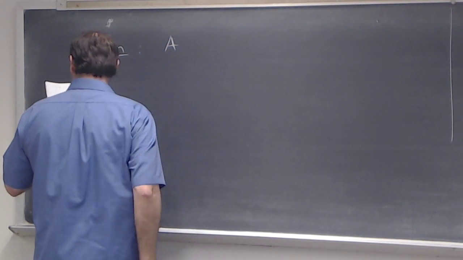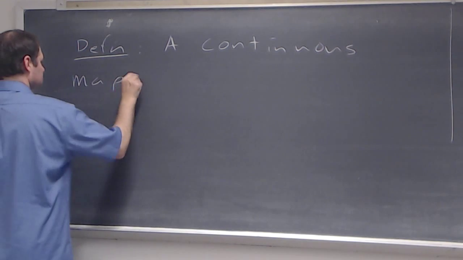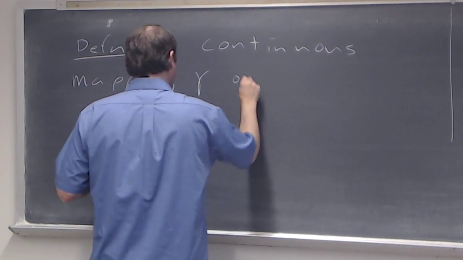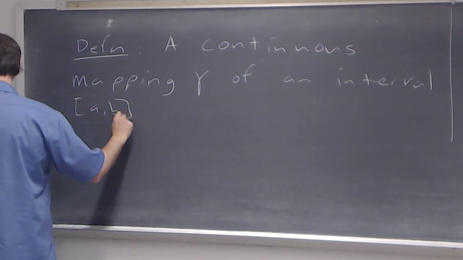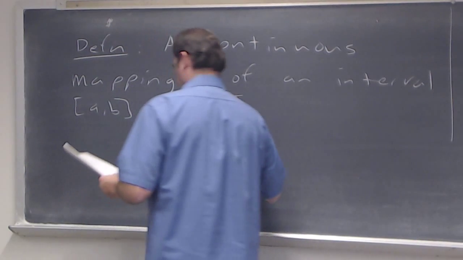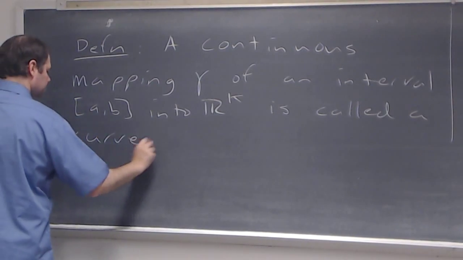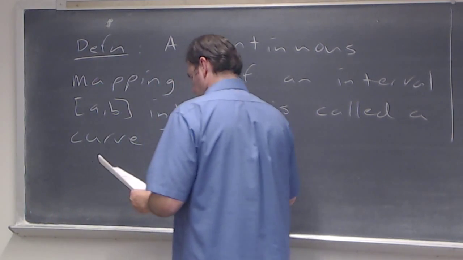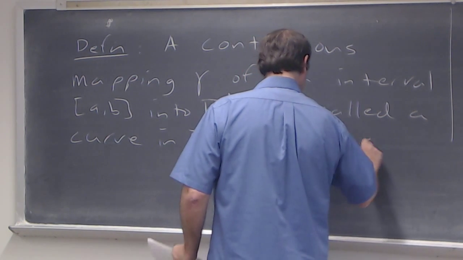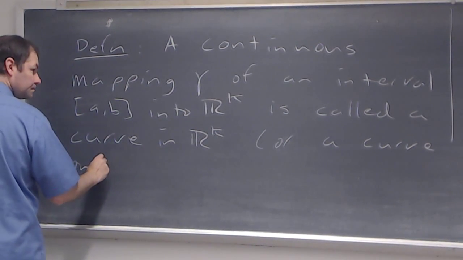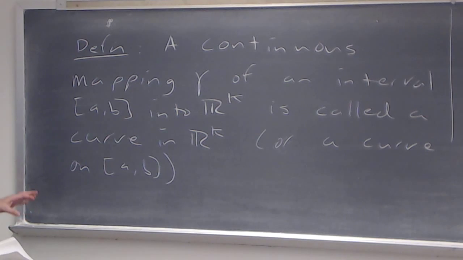Okay, so as a definition, for this last topic, a continuous mapping gamma of an interval a to b into Rk is called a curve in Rk, or we call it a curve on A to B. And I'll do examples in a few seconds. But first I want to talk about two types of curves.